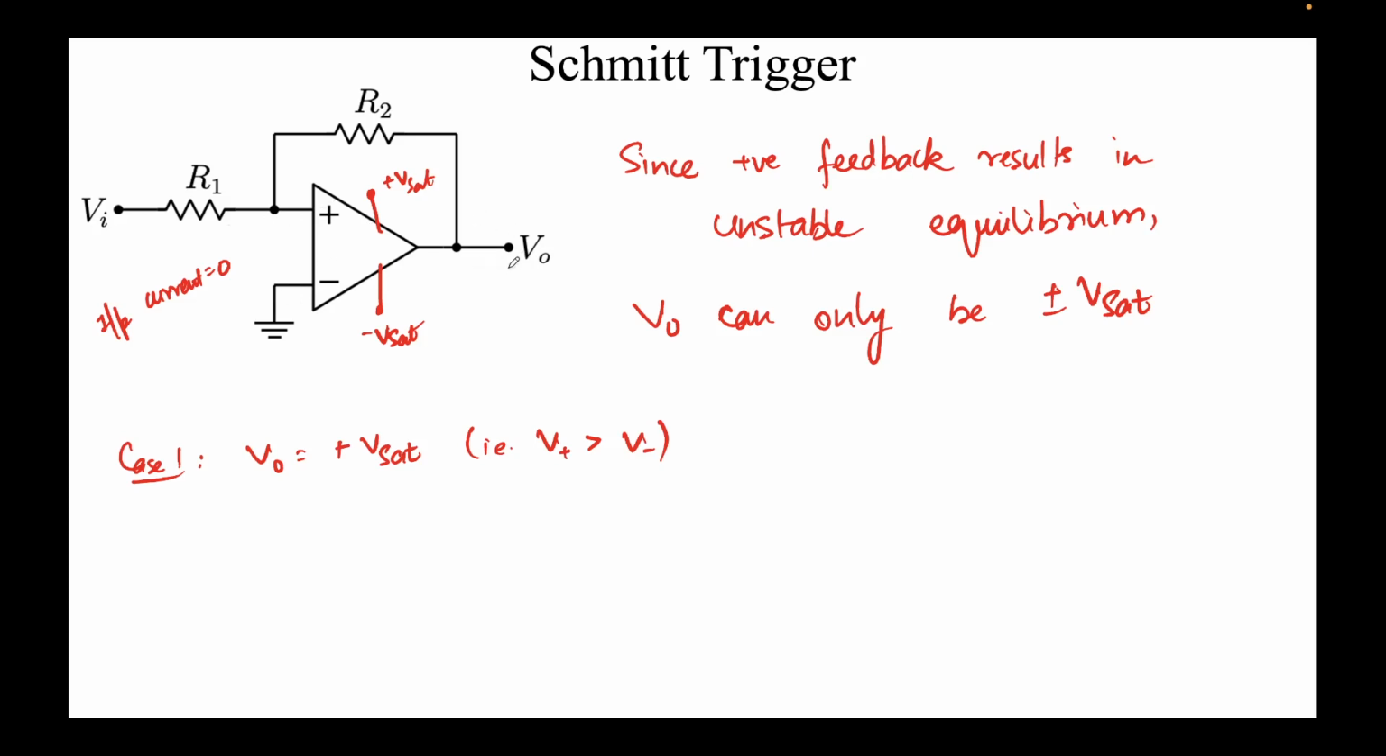Then only output will be sitting at plus Vsat. All right. So let's do that now. Now analyze in this case. We apply KCL at this node. I told you is also called the non-inverting terminal.